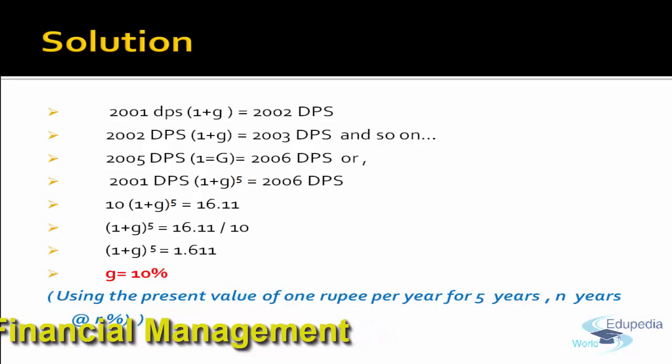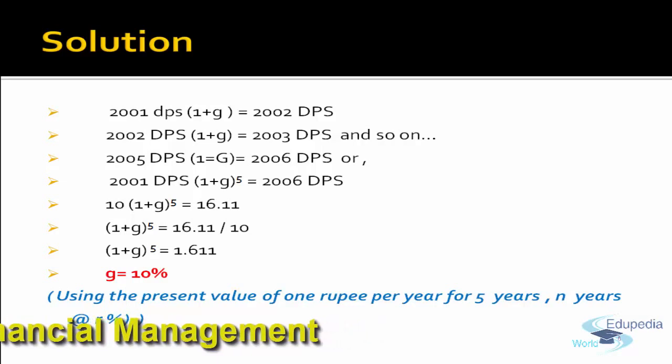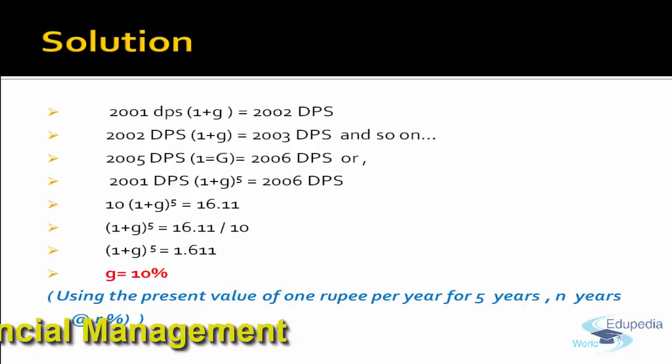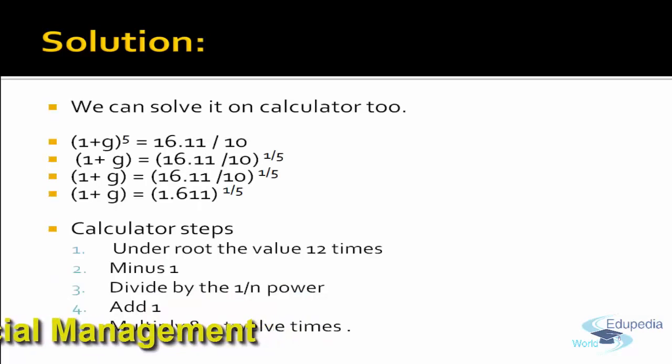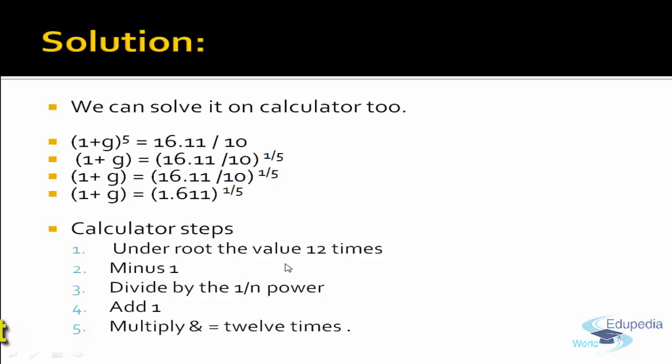We can even calculate this on a calculator. Well, this will be a little jugadu tarika to compute it. Whatever calculator steps I'm mentioning will give you an approximate figure, never the exact figure. However, in case you are unable to sort out which table to use or how to solve it, you can use the calculator and solve this equation. There are certain steps to compute it. You have to take the underroot of the value. In this case, the value is 1.611. Whatever the value is in the bracket, you have to press underroot 12 times.